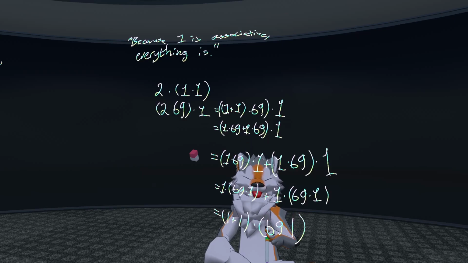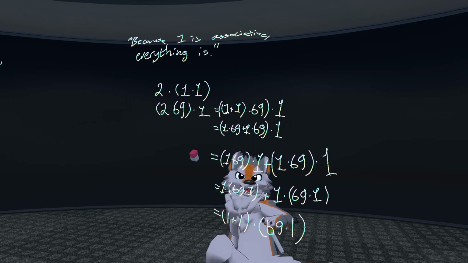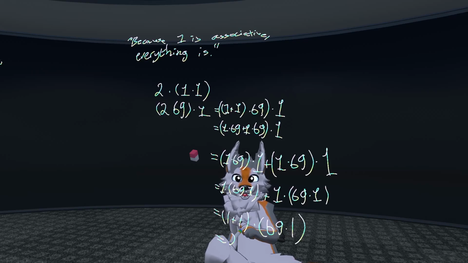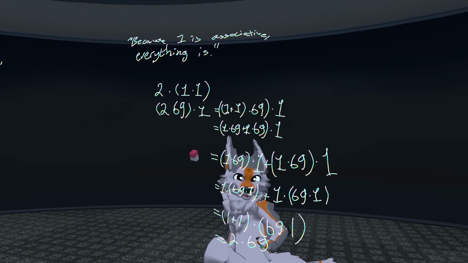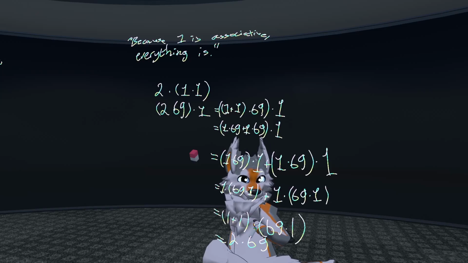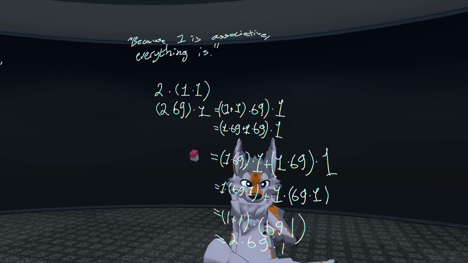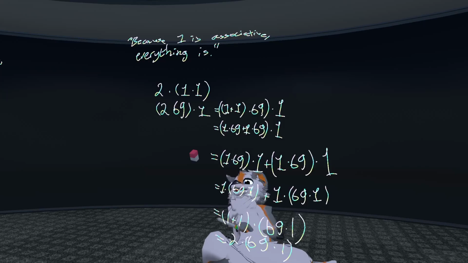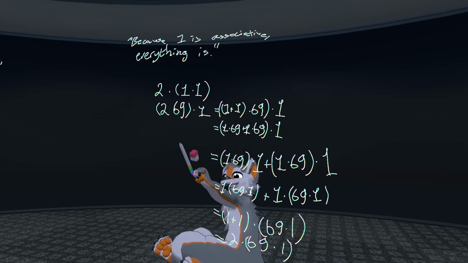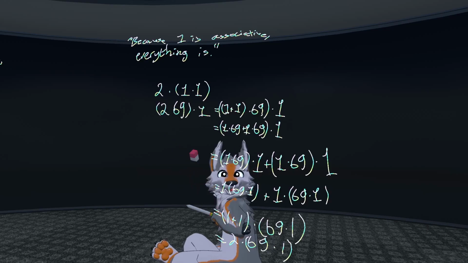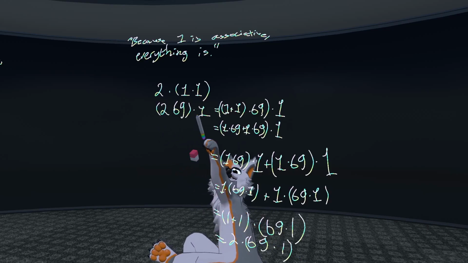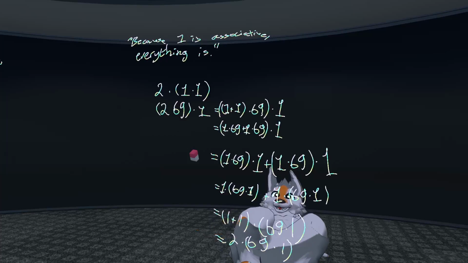69 times 1, so that's just right distributivity right there. But this is 2 times 69, isn't it? Sorry, what am I saying? It's 2 times 69. Sorry, you modify 69 with 1 first and then by 2, which is what we wanted to prove. So we just showed that for this triplet of numbers, this whole thing is associative.